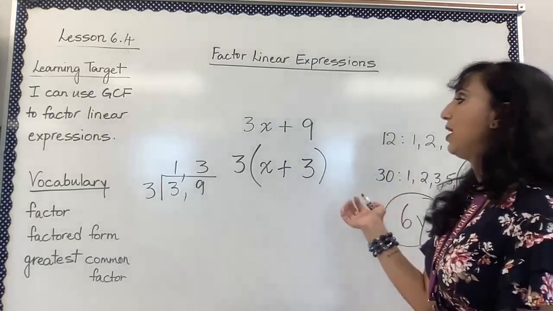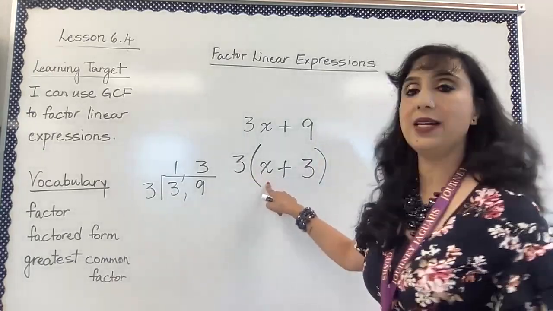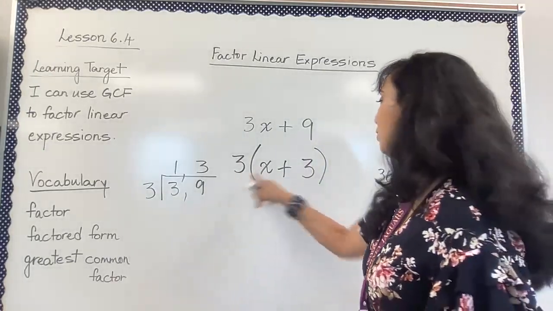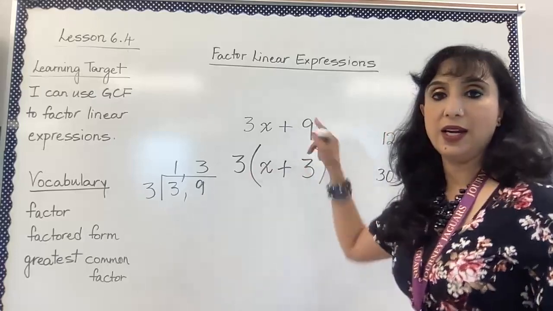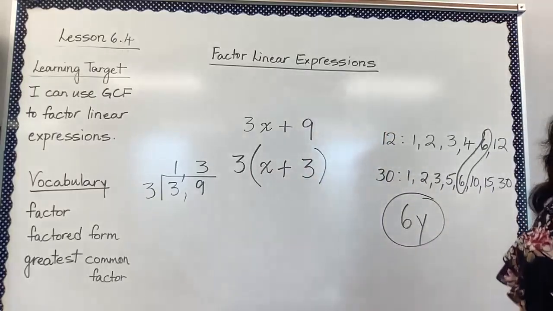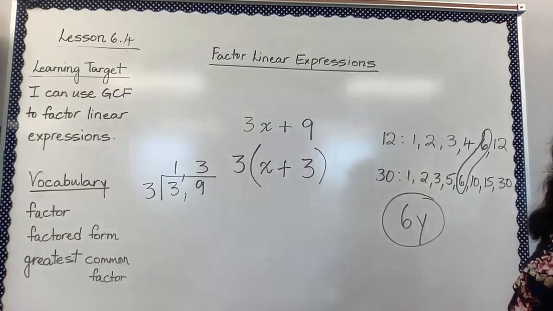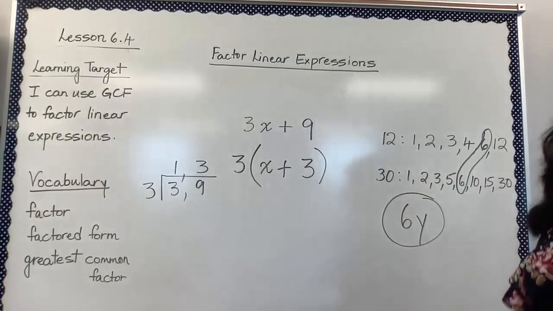And let's see if that is correct. What is 3 times x? It is 3x. Plus 3 times 3 gives me 9. So this is the factored form using the distributive property.